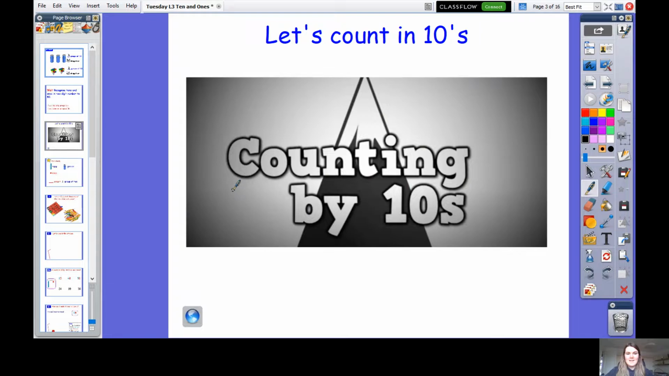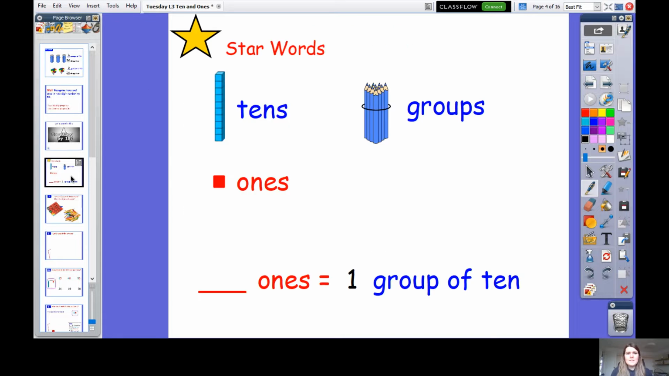Great counting by 10. Very good. So that's going to come in handy today. Now, today we are using our tens and ones. Remember, our tens are a group of ones. How many ones are in a group of 10? There are 10 ones in a group of 10. Fantastic. So when we've got one group of 10, we know that that is made up of 10 ones.